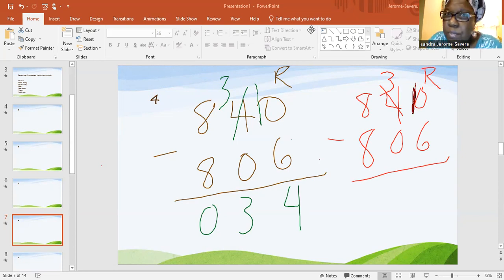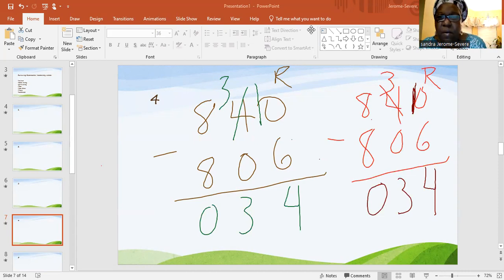So now we're good. 10 take away 6 is 4. 3 take away nothing is 3. 8 take away 8 is 0. And that's it. So whether you do the subtraction in Creole, whether you do it in English, is the same answer. So I think I'm going to take the opportunity to make the rest of the video the same way. Do one in English and one in Creole. So like that, everybody benefits.